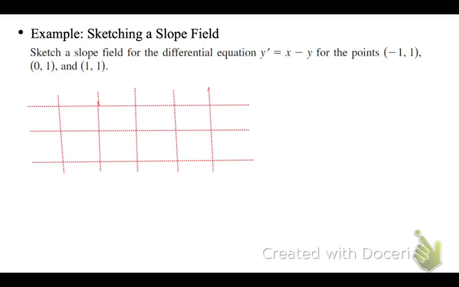Okay, so on these, we have x, we have y, and we have y prime, which is the same as what? The slope at a certain point. So the equation we're using is the differential equation they give you, whatever it may be, and the x and y. So we're going to have (-1, 1), (0, 1), and (1, 1).